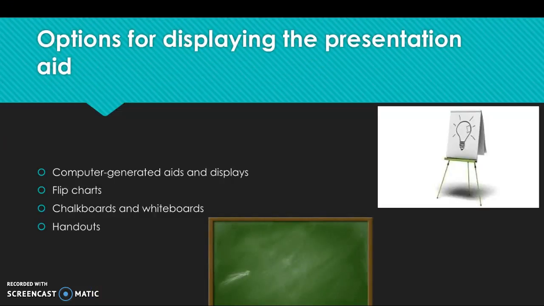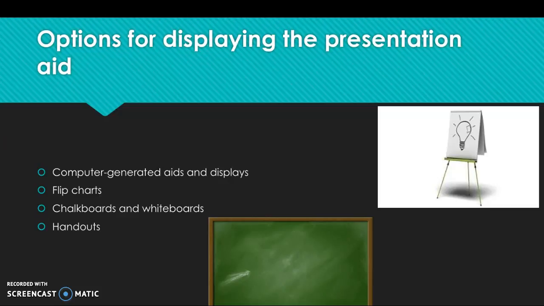Some different options for displaying the presentation aid. Typically, we're going to use computer-generated presentation aids. We're going to have PowerPoints, Prezi, Keynote, a video, something on YouTube, something that is displayed on a computer using some kind of technology, because we are in the technological age, and this is where the generation that we are is using these computer-generated aids.